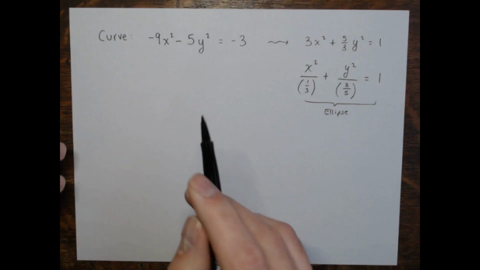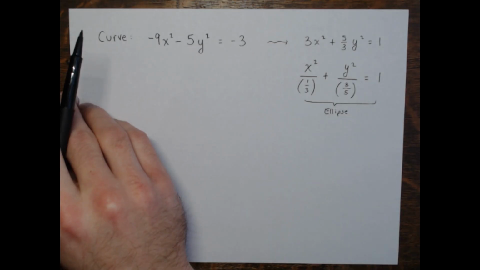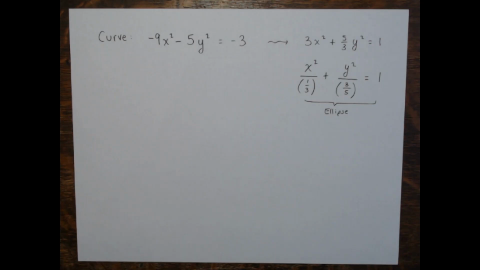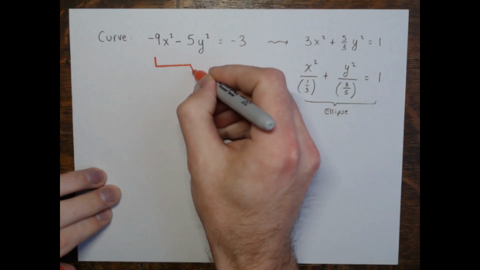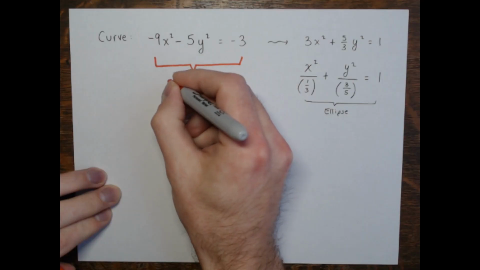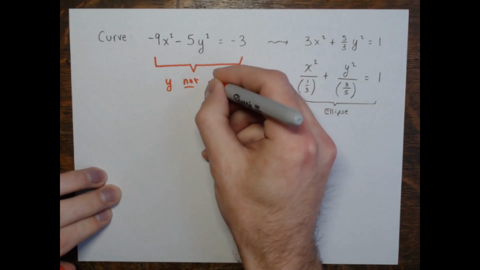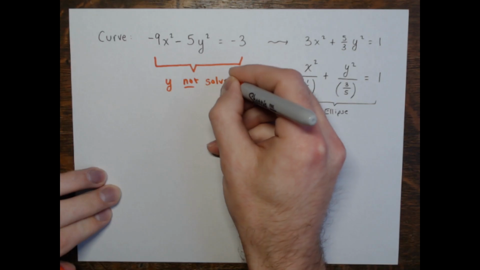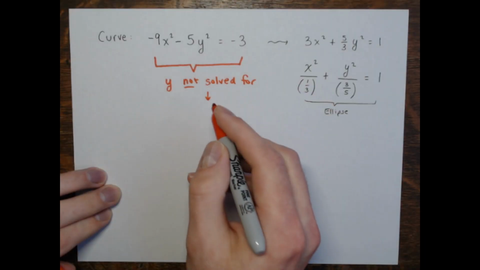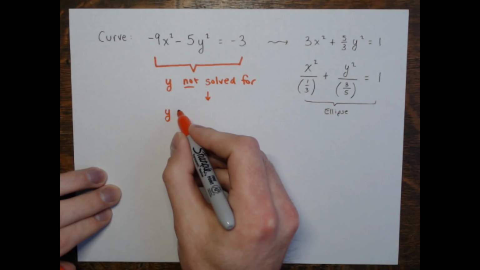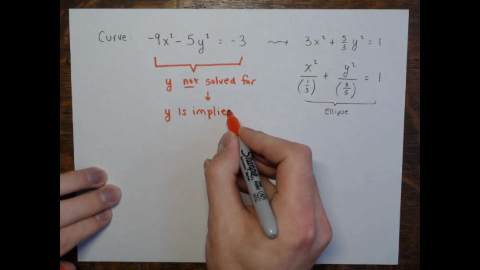Now, the title of this assignment is Implicit Differentiation, because the way things look right now, you see y is not solved for in this equation. And if that's the case, we're going to say that y is just implied to be a function of x.